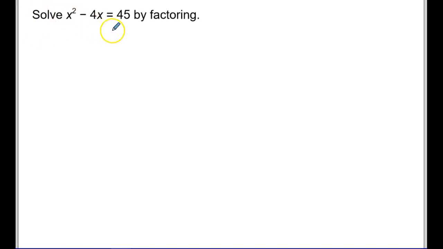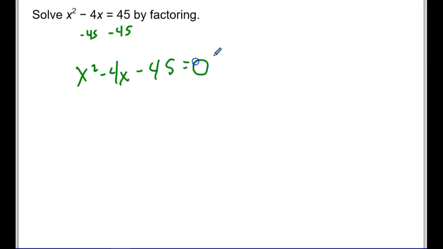So the first step that I have to do is get everything over to one side of the equation. In order to do that, I just subtract my 45 from both sides. So now I have x squared minus 4x minus 45 equals 0. I always need it to equal 0 before I can factor and use my zero product property. So now I'm going to look at factoring. The first thing I look at is my a value, and my a value is the number in front of my x squared, and here it's 1.